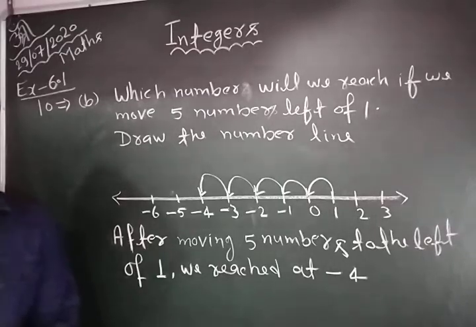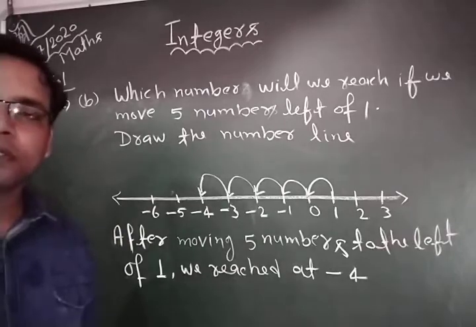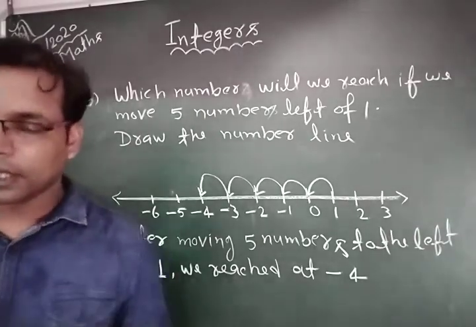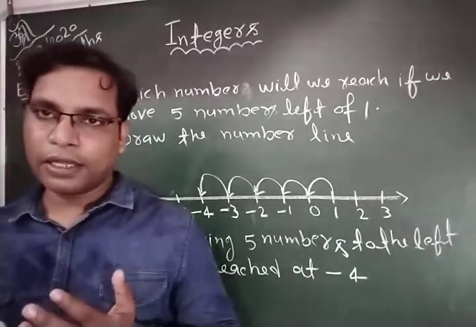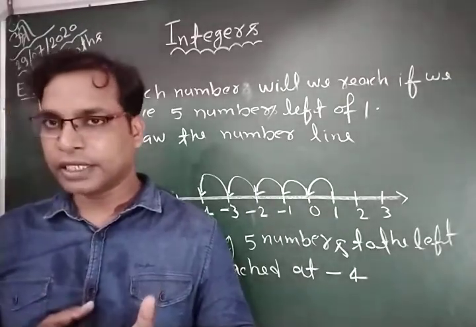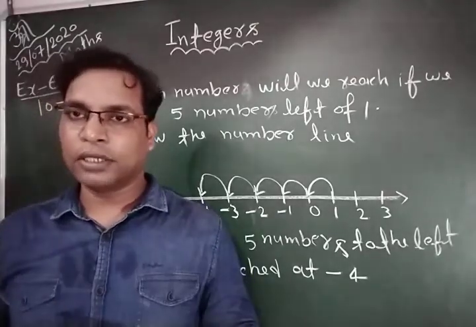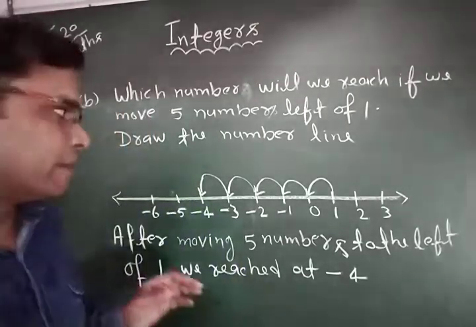Now the next part of this question is that if we are at -8 on the number line, in which direction should we move to reach -13? Okay, so first we draw the number line, and what is our position? Our position is -8, and in which direction do we move to reach -13. Okay, so first we draw the number line.